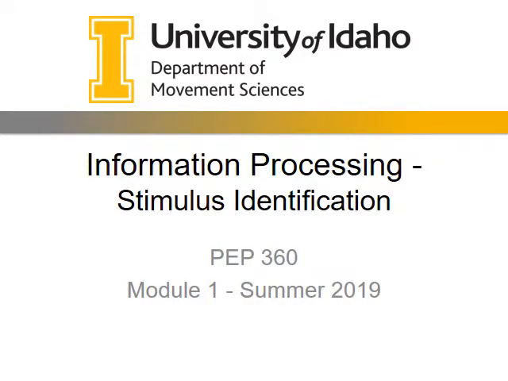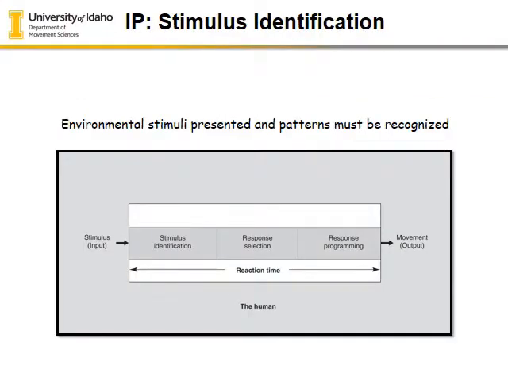So going forward, let's break down the first stage of information processing, and that's the stimulus identification phase. We will talk about the environmental stimuli that are coming through, and really they're presented to you in multiple senses, right? So you have vision, you have taste, you have touch, you have auditory. These are all the different types of senses that we utilize to bring that environmental stimuli within ourselves.